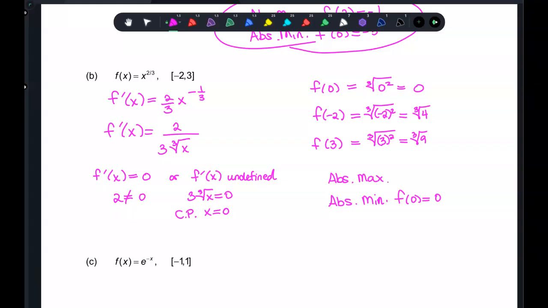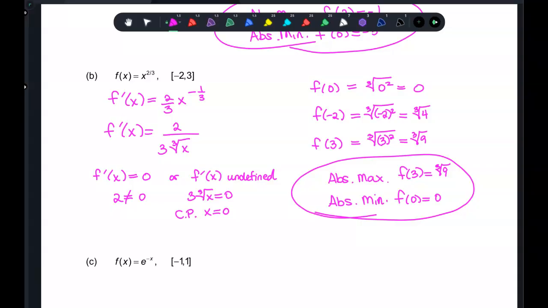And then clearly cube root of 9 is going to be bigger than cube root of 4. Clearly. So f of 3. Listen, if it's a cube root, whatever's under the radical, if that one's bigger, I'm not comparing a cube root to a fourth root with different numbers. It's a cube root to a cube root. Of course. Okay. Questions so far?